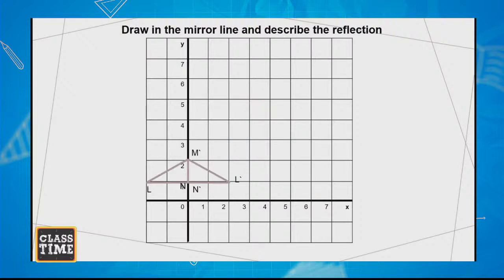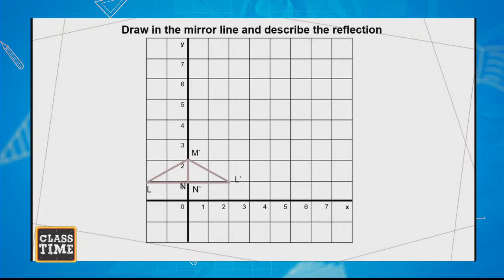This is nice. Here we have two triangles. It may look like one, but it's two. And we want to find the line of reflection that describes this reflection. You ready? Do you want to guess? What line would this be?